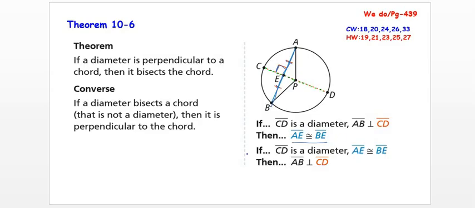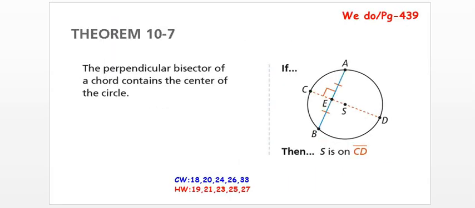If we look at the converse, it says if a diameter bisects a chord, like here it is bisecting this chord AB, and bisecting means cutting it into half, then it is perpendicular to the chord. AB is the chord and CD is the diameter, so the chord and the diameter will be perpendicular to each other. Clear? Okay, last theorem, theorem 10.7.